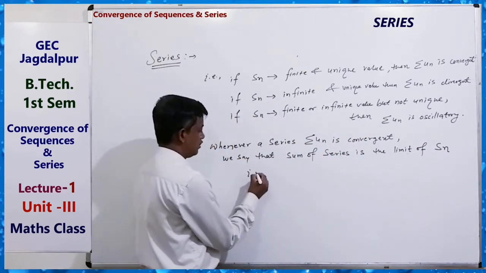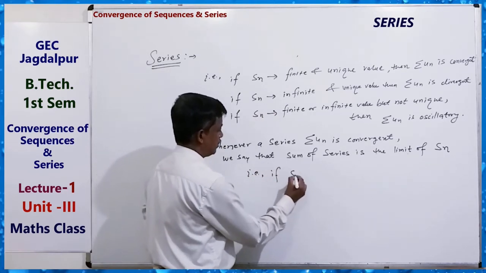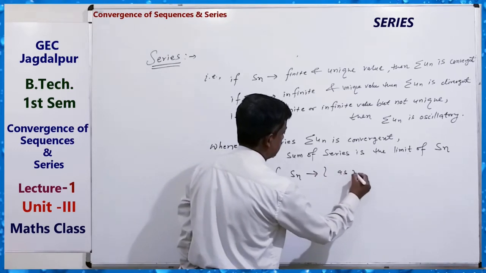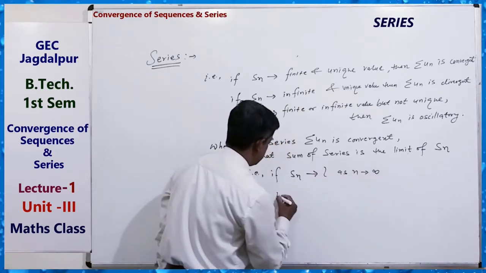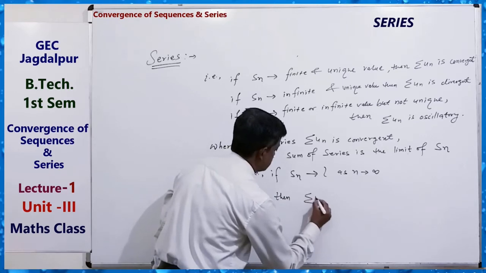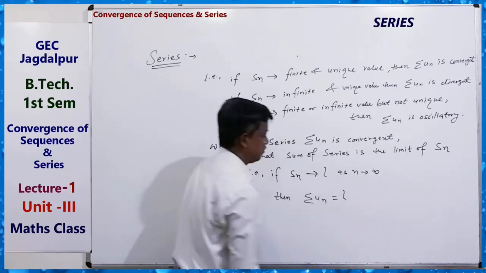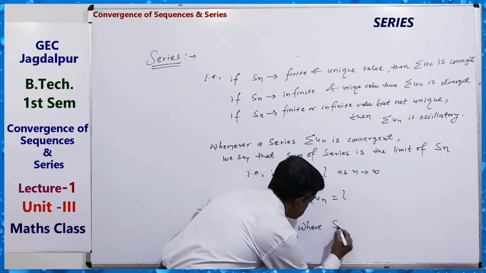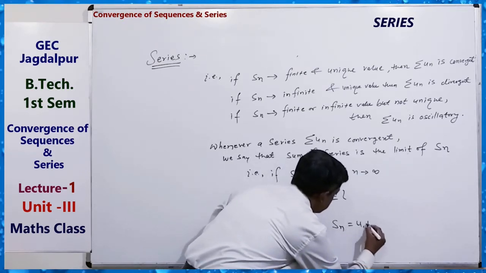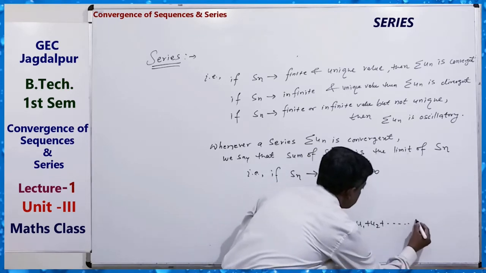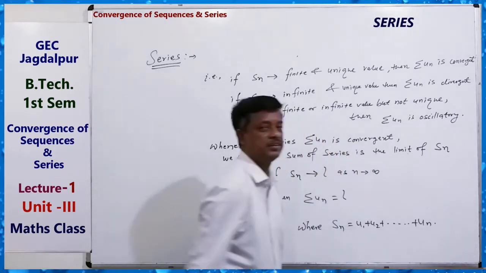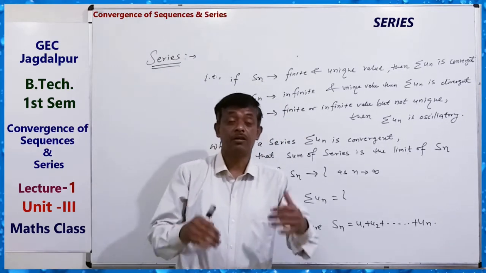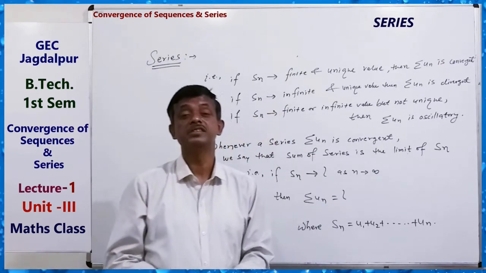That is, if Sn tends to L as n tends to infinity, then summation un equals L, where Sn equals u1 plus u2 plus up to un. So this is the meaning of convergence, divergence or oscillation of a series.